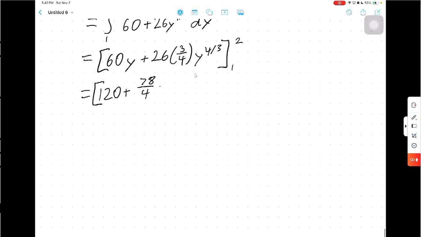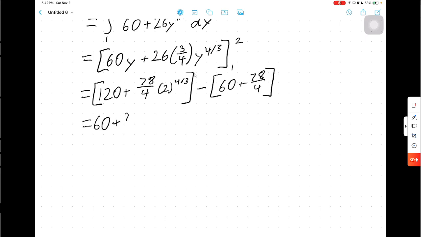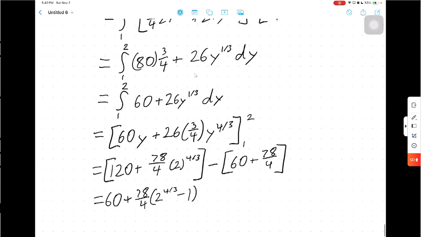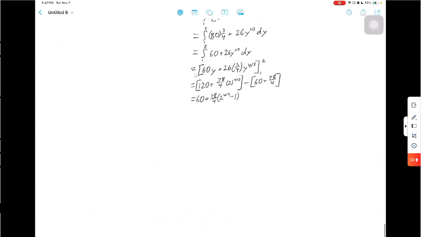Or 2 to the 4 times 2 to the 4/3. I don't know what that is. Minus 60 plus 78 over 4. Which is equal to 60 plus 78 over 4 times 2 to the 4/3 minus 1. Alright. 2 more left.